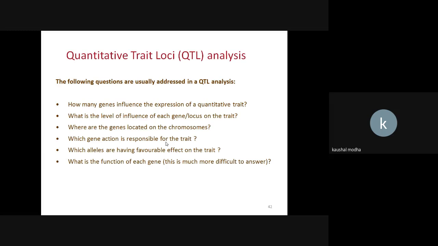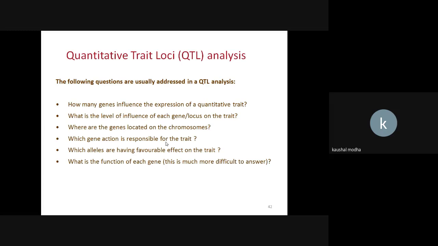Which gene action is responsible for the trait? That also can be known, whether it is additive, dominance, or epistatic, we can know by QTL analysis. Which alleles have favorable effects? Because when we say marker polymorphism, as I told you earlier, there are marker alleles. One allele of the marker may be associated with a positive allele, contributing positively towards the trait. Another marker allele may be linked with a recessive allele, which has negative influence on the quantitative trait. So out of, let us say, 10 loci and 20 alleles, you can classify these 20 alleles as positive and negative depending upon their effect on the phenotype.